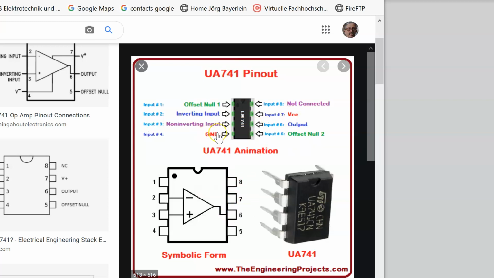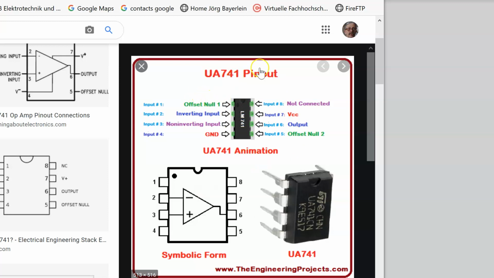If this is really ground, then the output could not be negative, and the normal operating of an operational amplifier is a bidirectional output voltage. So this is normally plus 15 volt, this is negative 15 volt, and there's really not a ground pin. We ignore the offset, we ignore that pin 8 is not connected. So there is an offset possibility, but at this time we ignore any offset voltage.